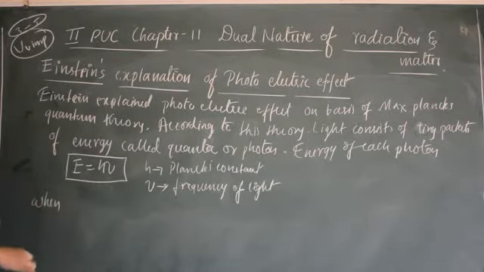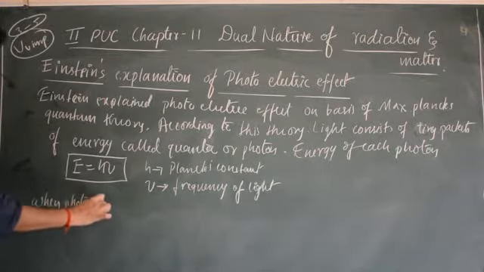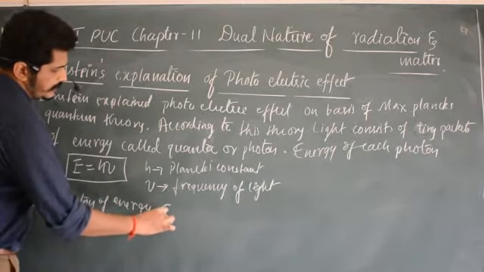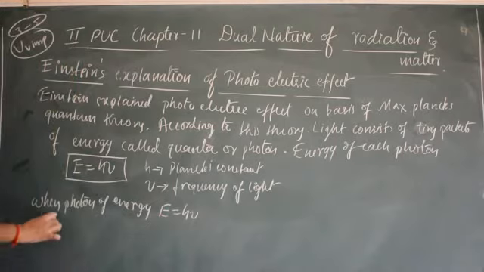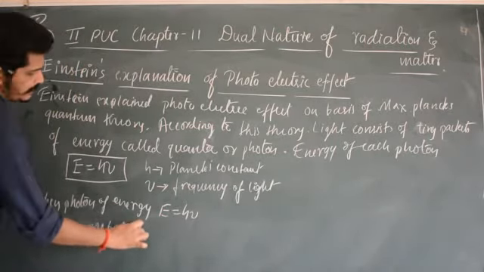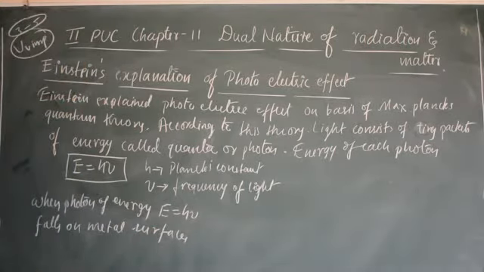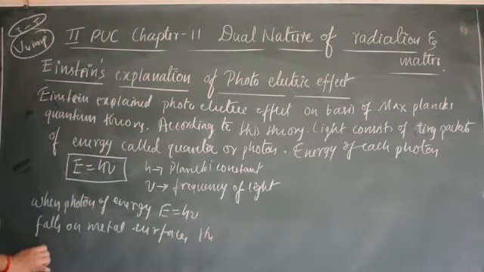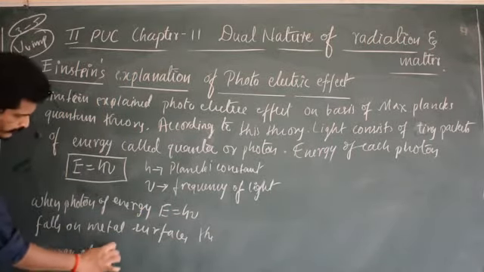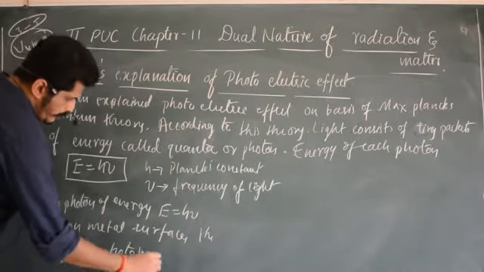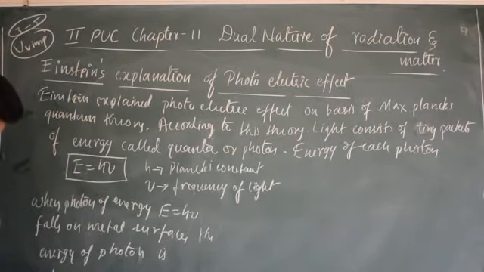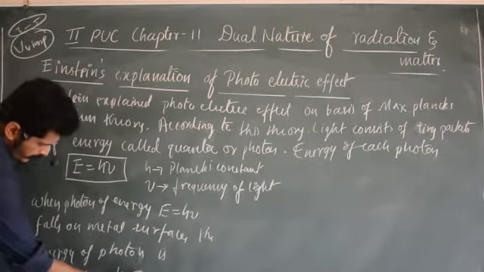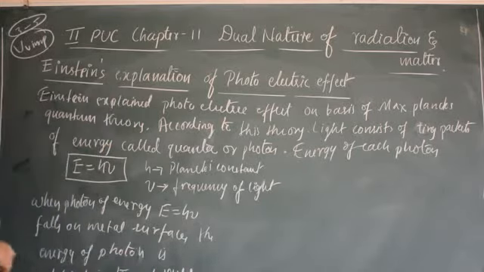Once you finish this, next: when a photon of energy equal to h nu falls on a metal surface, however much energy there is for the photon, the energy of the photon, this is what Einstein says, is utilized in two ways.